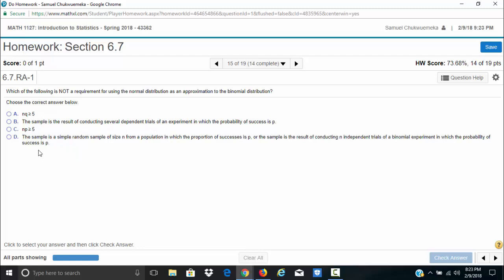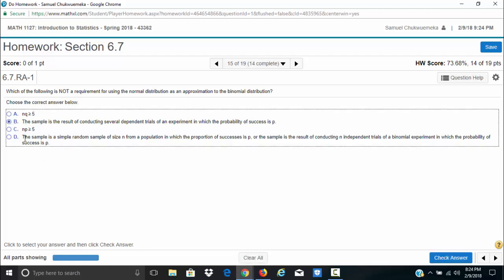C is correct, and then D, sample is a simple random sample of size n, yeah, from a population in which the proportion of successes is P, or the sample is the result of conducting n independent trials. Yes, one of the requirements of a binomial distribution are independent trials of a binomial experiment in which the probability of success is P. Yeah, so the one that is not a requirement is B. Okay.